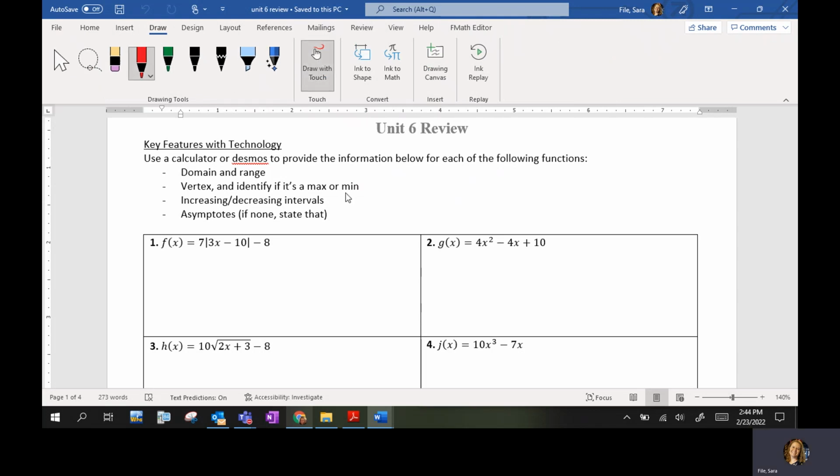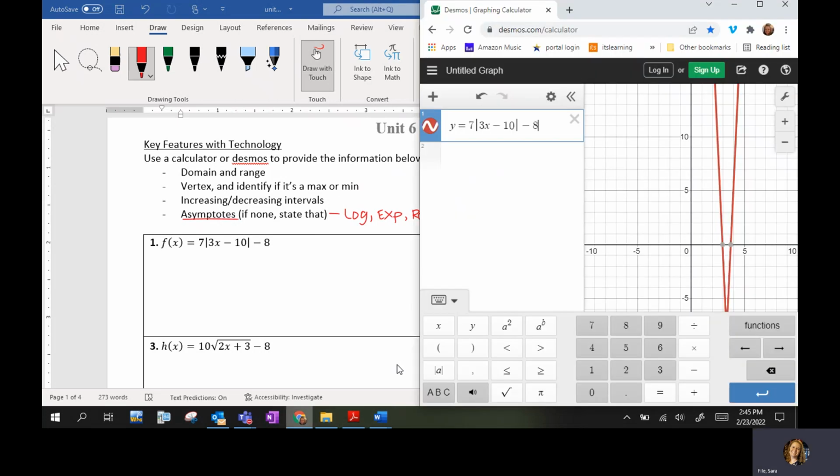All right, so you may want to make a note here that the only functions that have asymptotes are your log, exponential, and rational. Okay, so those are the only ones that are going to have asymptotes. None of the others will. Okay, now let me go back to get the Desmos.